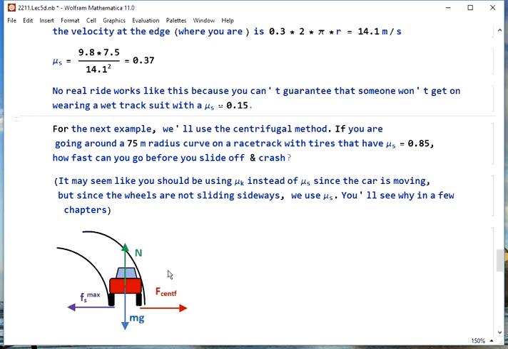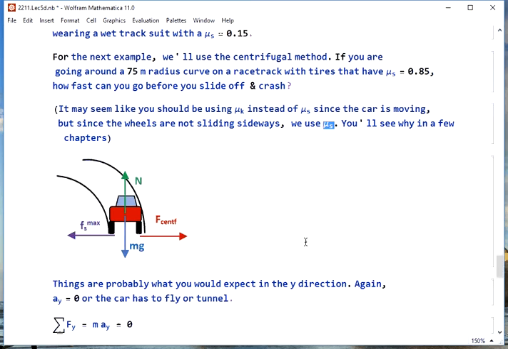Let's say we want to go around a flat curve, 75 meters in radius, on a racetrack, and we have tires that have μs equals 0.85. This is decent car tires. How fast can you go before you slide off and crash? Notice, you may have to take my word for this, but we're going to have to use μs rather than μk here, because even though the wheels are moving, they're not sliding sideways, and in a few chapters we'll look at this in greater detail.